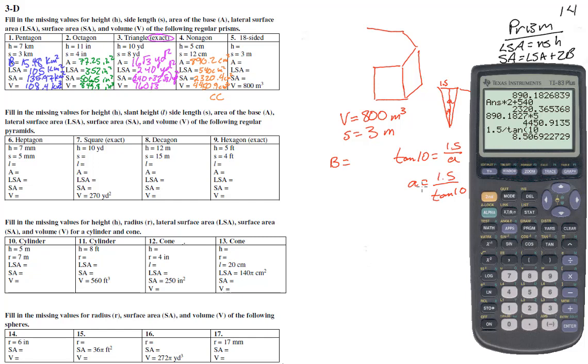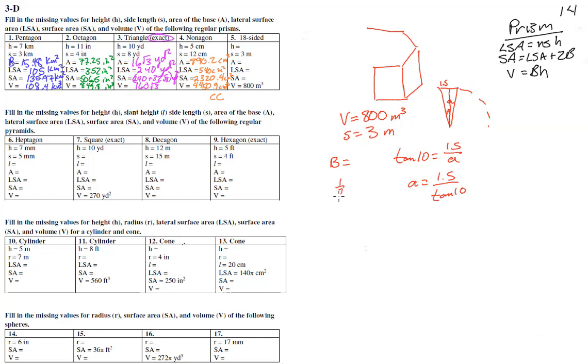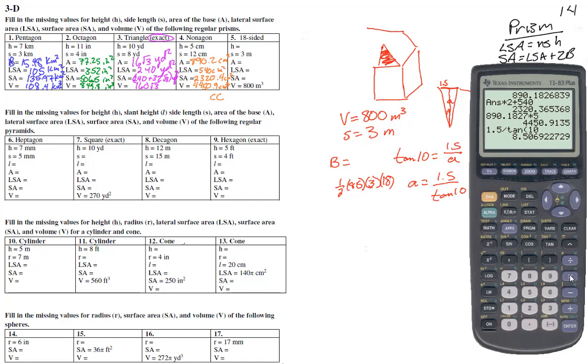Almost dead on. So the apothem is 8.5, so the area of the base is going to be 1/2 times this 8.5 times the side length, which is 3. So that's 1/2, 8.5 times 3. That'll give us one triangle. Let's draw that down. That'll give us that one triangle times 18. So let's go ahead and punch that all in. That times 1/2 times 3 times 18. Enter, and we get 229.68.